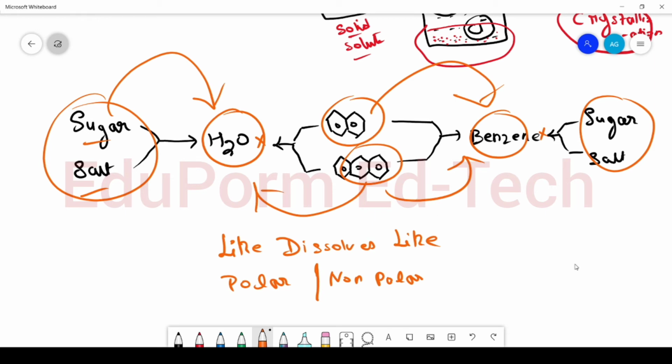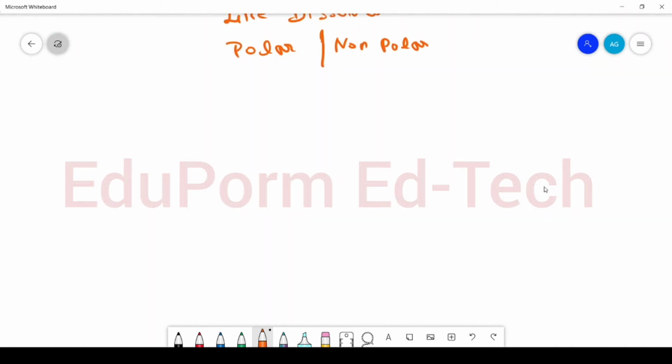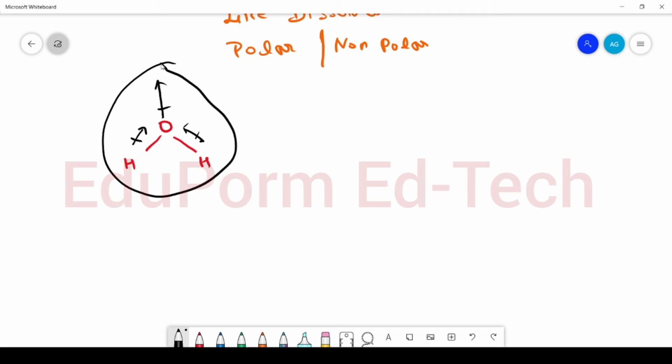And what is this polarity? Let me explain by means of two examples. If I am taking H2O, this is the structure of H2O. In this structure, oxygen is more electronegative than hydrogen, so the polarity will be towards oxygen, and the overall polarity will be towards this side. Overall polarity exists because there is a difference in electronegativity of the two atoms present in a bond.